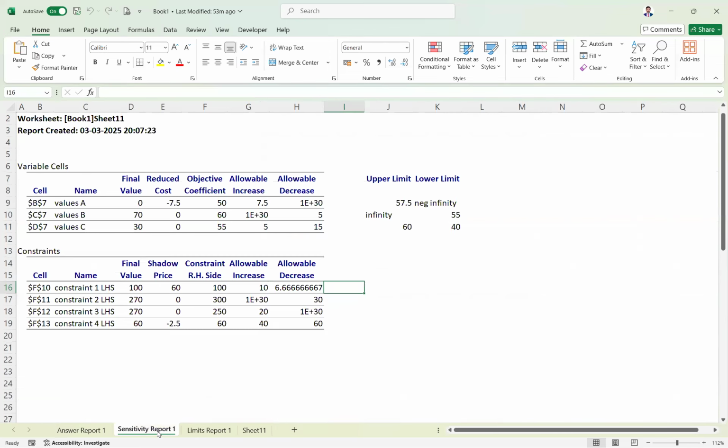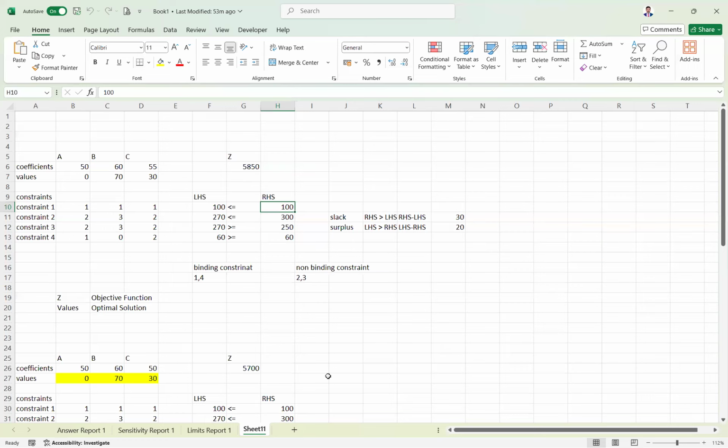Then in the sensitivity report, this part will not be given by Excel. This we have generated. How did we generate it? The objective coefficient is the coefficient value, and this is the number of units it can increase. So 50 plus 7.5 gave you the upper limit 57.5, and the decrease gave you the lower limit. Similarly for 60, similarly for 55. Upon these limits, we have understood what happens.